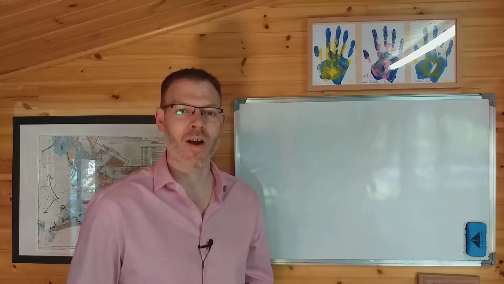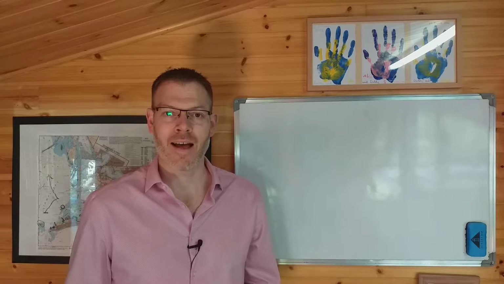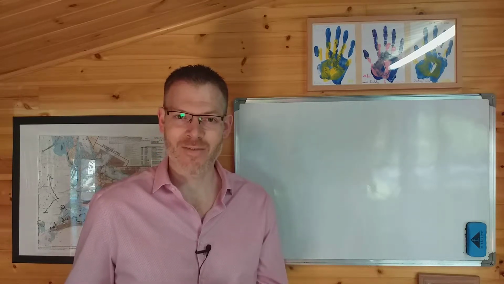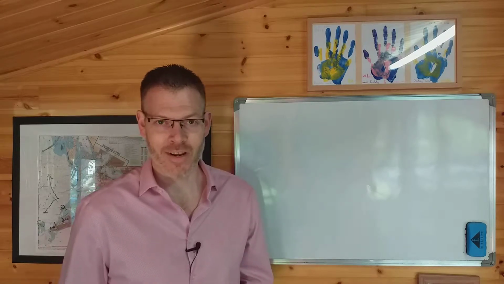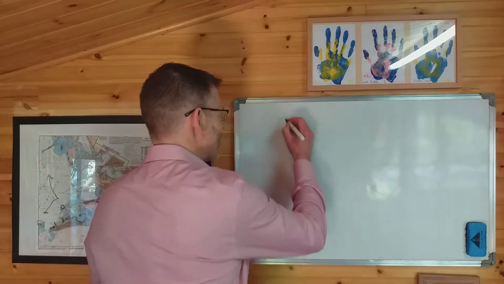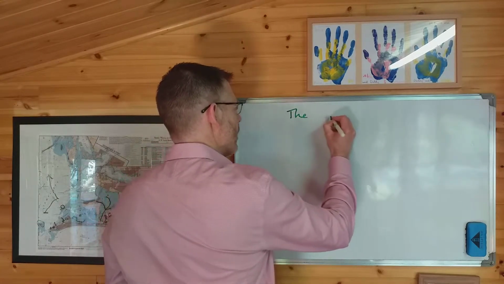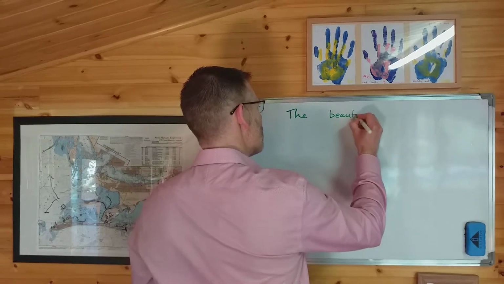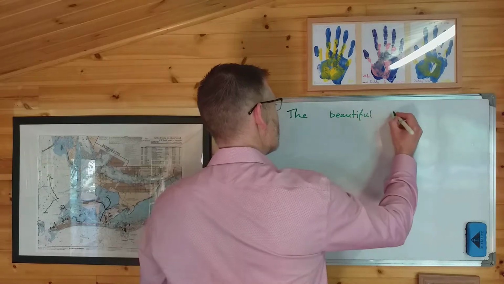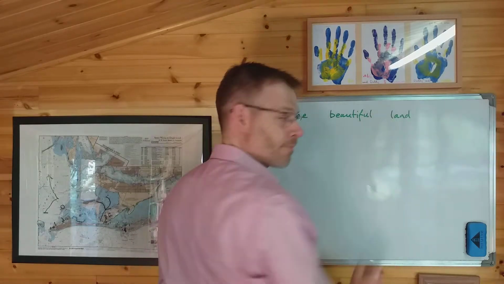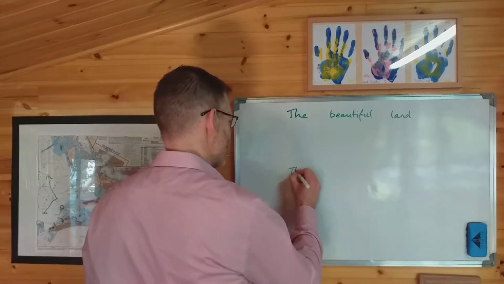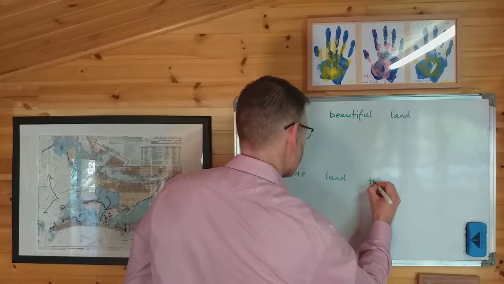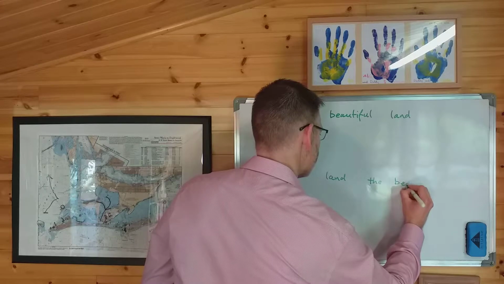There are basically two ways of using an adjective in an attributive fashion in Greek, and they look roughly like this. Either the beautiful land, or the land the beautiful.